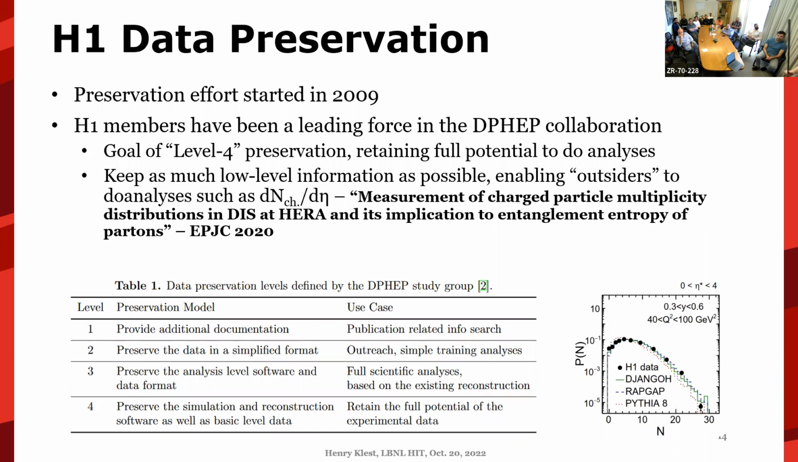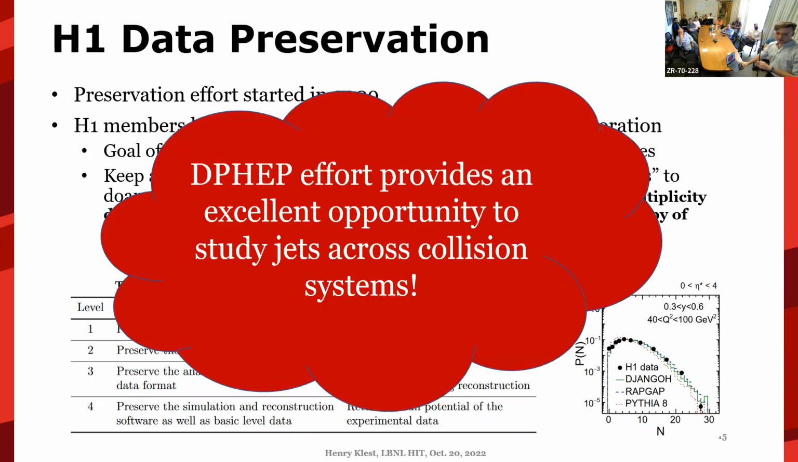And even analyses such as the charged particle multiplicity distribution, which is very dependent on low level information, was done by Kong and some others in 2020. And this is the first analysis by non-H1 typical people. And you get very nice plots from that.